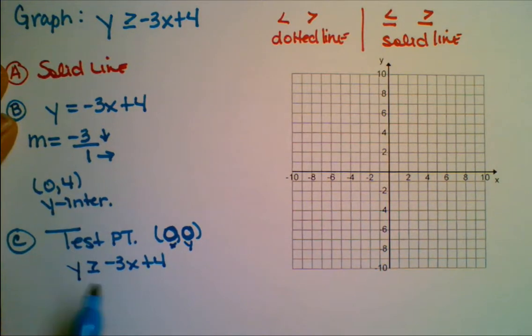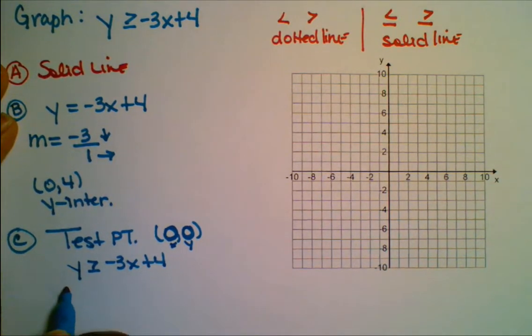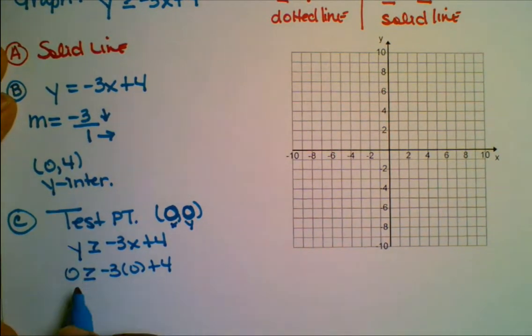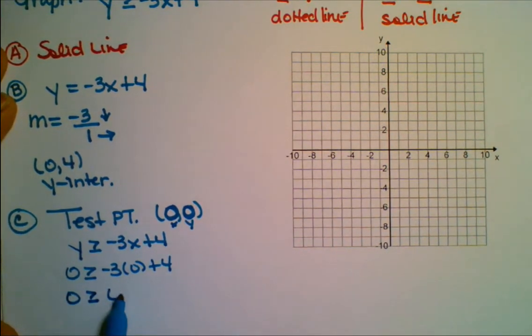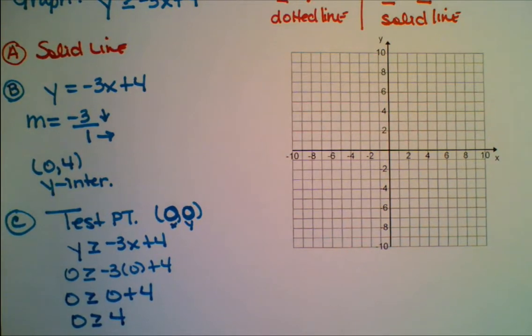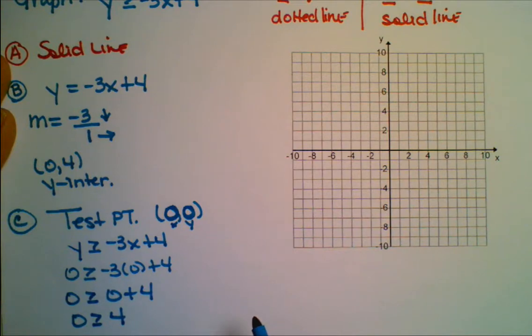And if it's true, I'm going to show you what you must do. And if it's false, I'm going to show you what to do as well. So let's plug this in there. We have 0 is greater than or equal to negative 3 times 0 plus 4. We have here 0 is greater than or equal to 0 plus 4, 0 greater than or equal to 4. Is this statement true or false? Is 0 greater than or equal to 4? No, so we would say that this is a false statement.